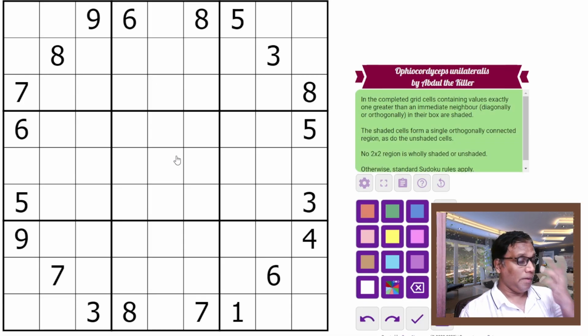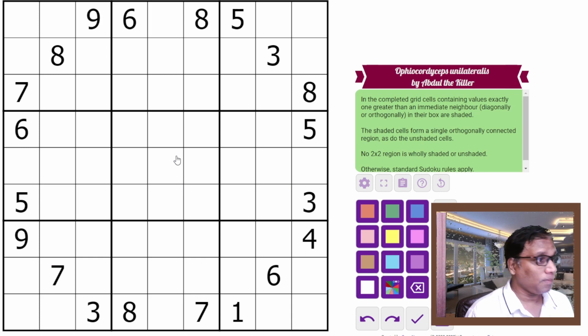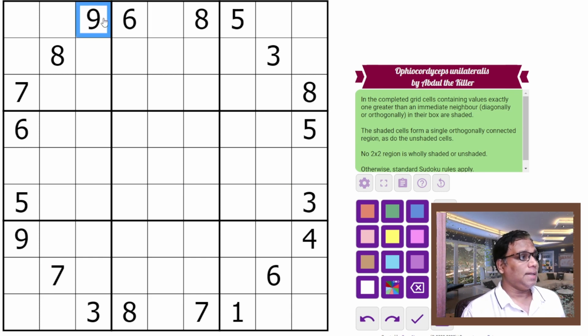So the first thing I can say immediately is that these two cells are shaded. Let's use this color for the shaded, and this one is not shaded. Here we don't know. Here this is definitely not shaded because it is far from 7. This 5 we don't know, this other 5 we don't know, this 8 we don't know. So we got some shaded and unshaded cells immediately. That's unshaded, and that's shaded.